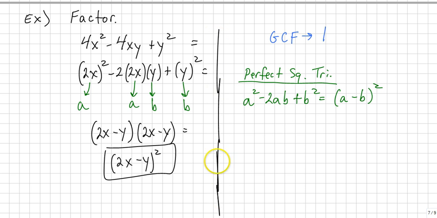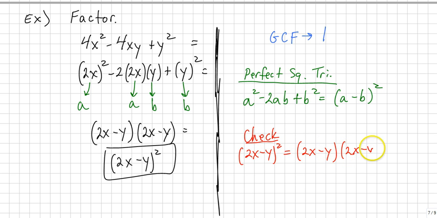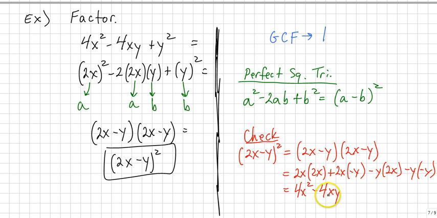So again, we can check that. To check that our factoring is correct, we'll have 2x minus y squared, which is 2x minus y, 2x minus y. That'll be 2x times 2x, and then 2x times negative y, and then negative y times 2x, and a negative y times negative y. Multiply those together, you get 4x squared, and then negative 4xy, and then plus y squared, which is exactly what we started with.